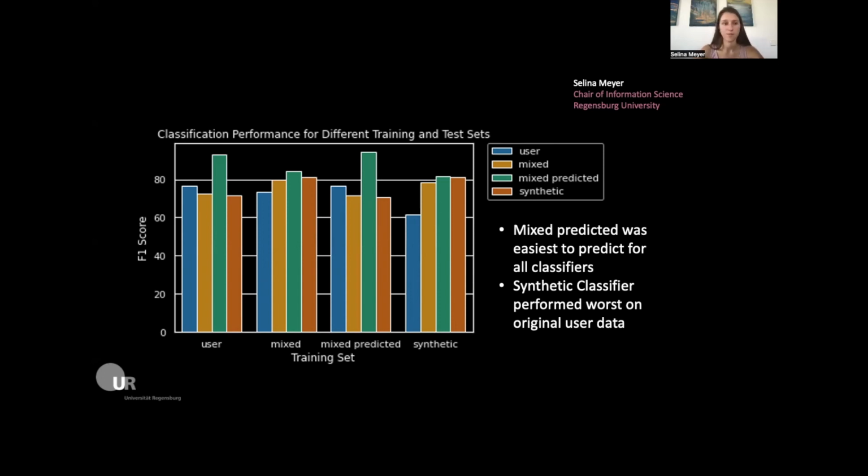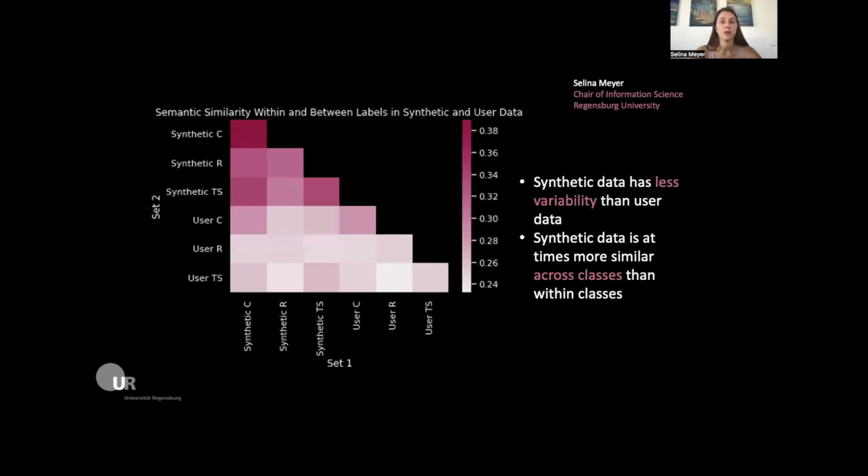We also compared the synthetic data with our original user data. So for example, we looked at semantic similarity and also ran some other analyses that I don't have time to go into right now. But what we generally found was that synthetic data has much less variability than user data. And we also found that synthetic data is at times more similar across classes than within classes. So for example, the synthetic R class is closer to the synthetic C class than to itself.